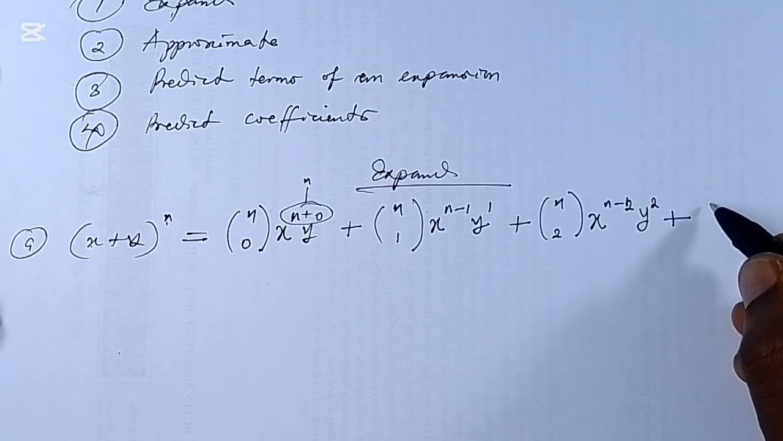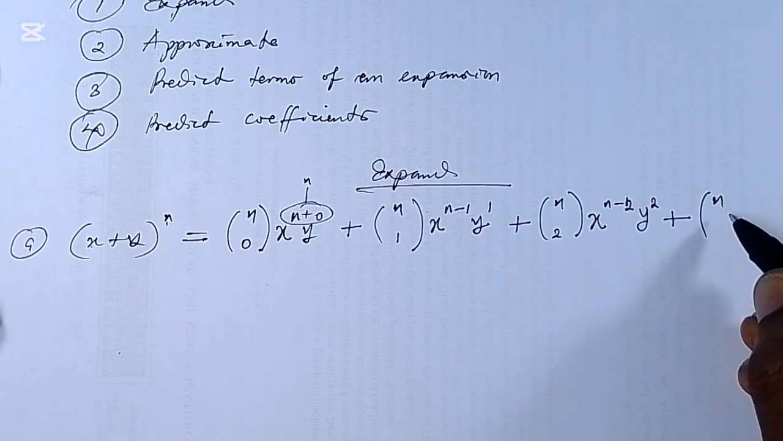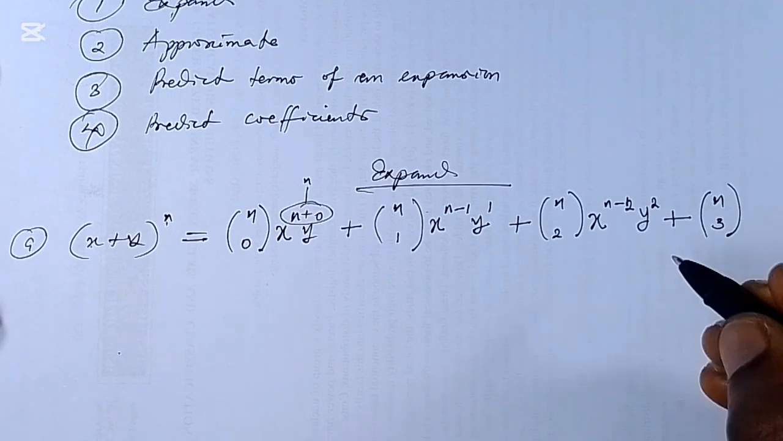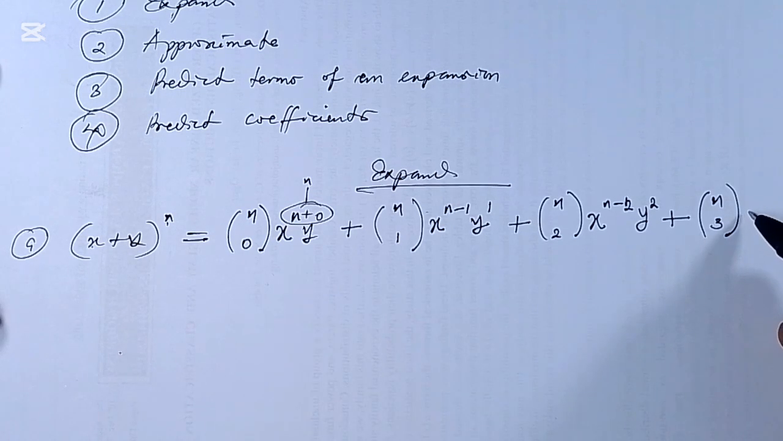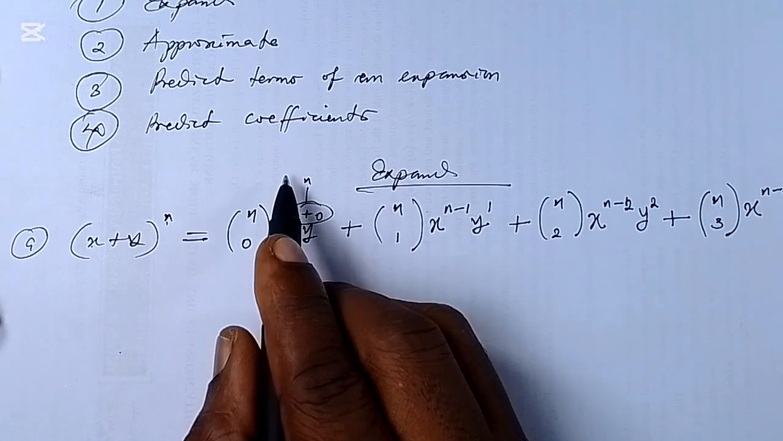Now the next one, if you go along, will be n combination 3, and I'm doing this intentionally. Ordinarily I will stop here and add an ellipsis, but let's see. So this will be x in power diminishing by 1 again, so it reduces to n minus 3, and this will become y raised to power 3. At this point again, take note, the sum will give you n.